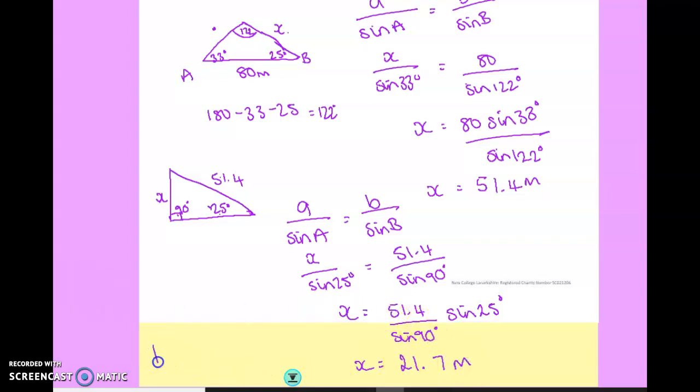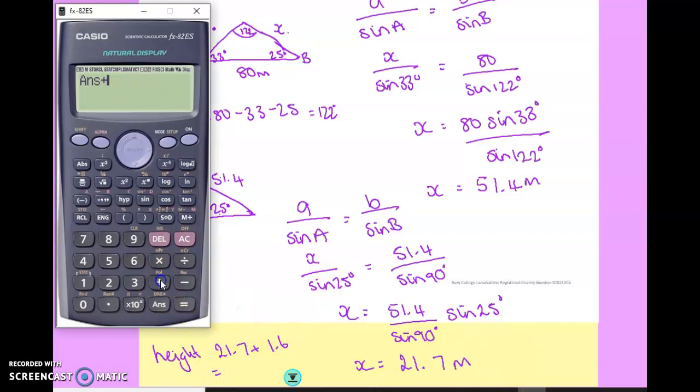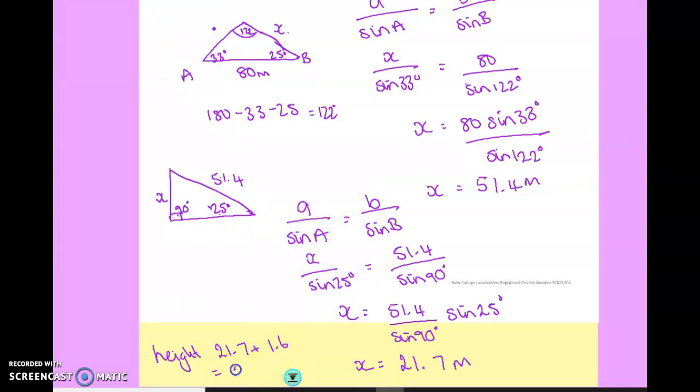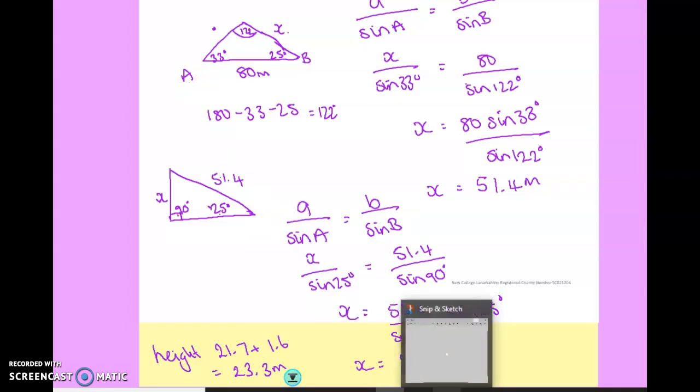Our total height then, we need to add on our surveyor. It was 1.6 metres tall, so add them together. Which is 23.3 metres. Okay, let's try another one.